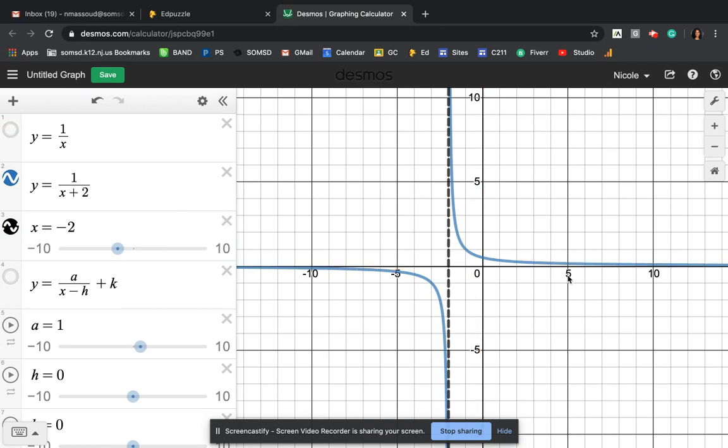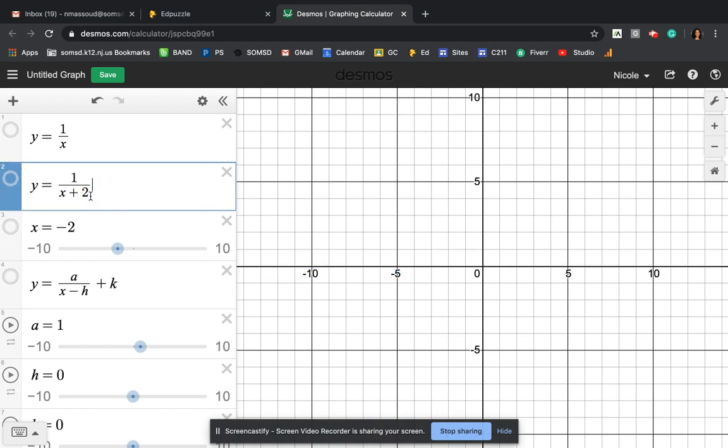So let's move this. You see how the horizontal asymptote, I keep getting my words mixed up, my vertical asymptote moved with the function, right? Because what value of x is going to make this function right here undefined? X equals -2 is the value that's going to make this undefined. So therefore, that is my vertical asymptote. It cannot cross that value. It doesn't exist at that value.